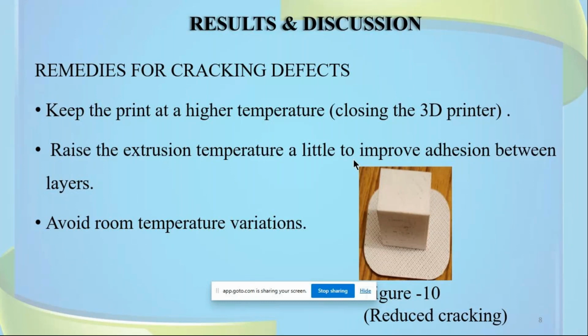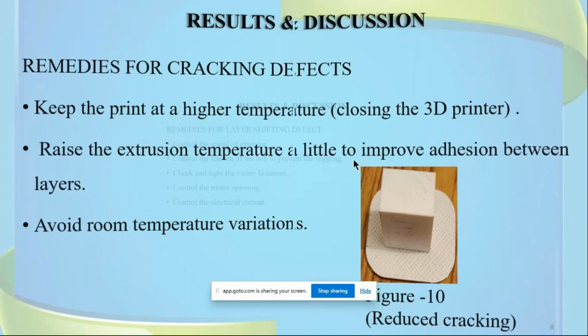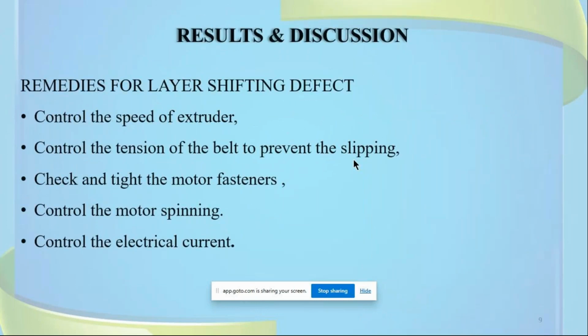And avoid room temperature variation, because our 3D printer works in a room or in a hall. So we have to control the room temperature or the environment around the printer to reduce the cracking effects. Here are the remedies for layer shifting defects.